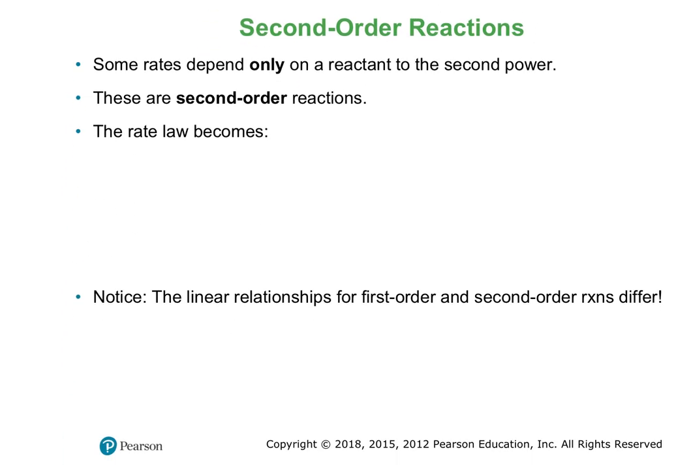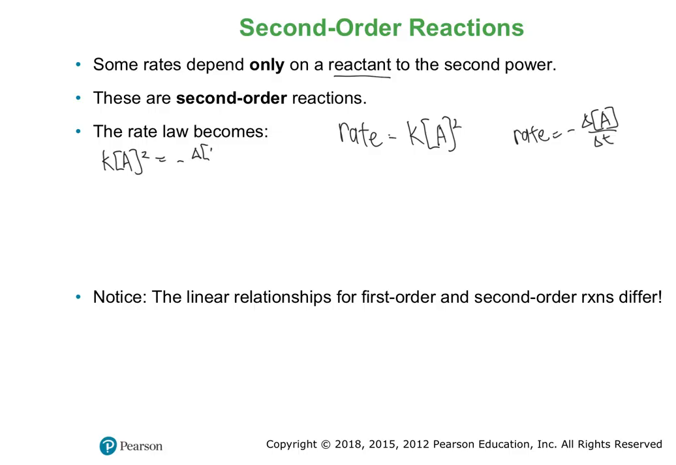So we already know that when we have a second order reaction, the rate law looks like rate equals k times A to the second power. We're again still going to make the assumptions that we have one reactant, just A, and its coefficient is 1. We also know that rate is equal to the negative change in A over change in time, right? That's how we find the initial rate. So again, we're going to set these two things equal to each other. So we're going to get k times A squared equals negative change in A over change in time.